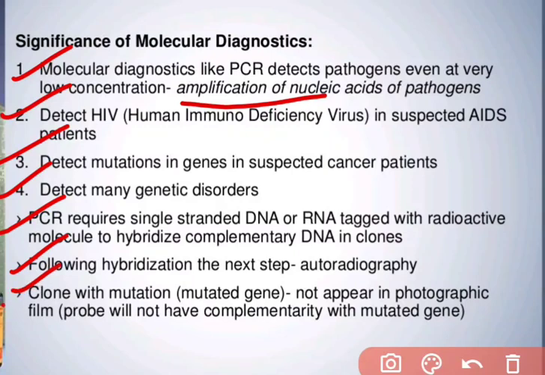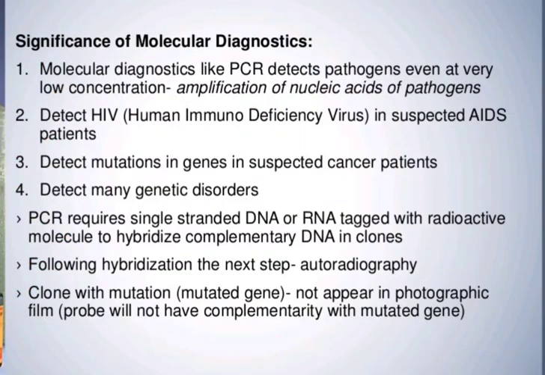Clones with mutation do not appear on the photographic film, because the clones with the mutated gene do not appear, as the probe will not be complementary to mutated genes. We are supplying the probe hybridized with a radioactive label. That probe is not complementary to the mutated gene, because the gene is already mutated. So they will not hybridize, and they will not show up in the autoradiography process. That is the main technique here.